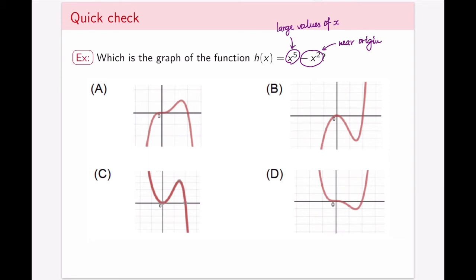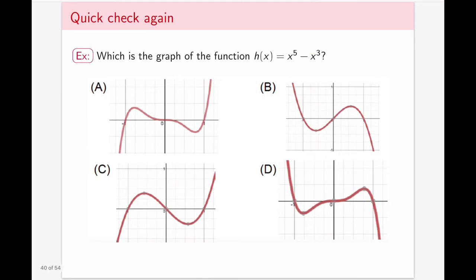So that means that whatever graph corresponds to this function has to look like minus x squared near the origin, which means that it's a downward facing parabola, and it has to look like x to the 5th for large values of x. So overall, x to the 5th is a snaky shape. But here I'm only interested in the shape for large values of x, so I'm only interested at the sort of ends of this snaky picture. So it's going to have the beginning and the end of the snaky picture, and near the origin it has to look like a downward facing parabola. The only graph that satisfies this particular behavior is graph B.